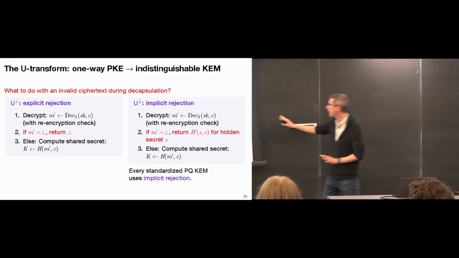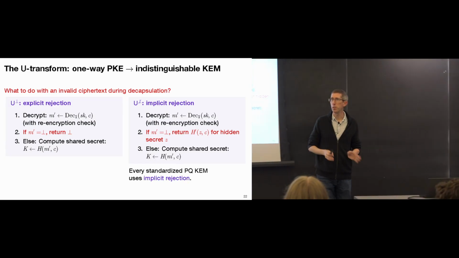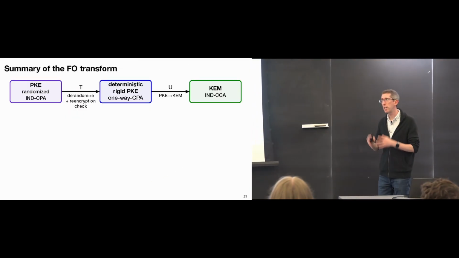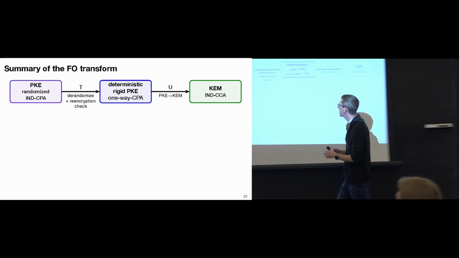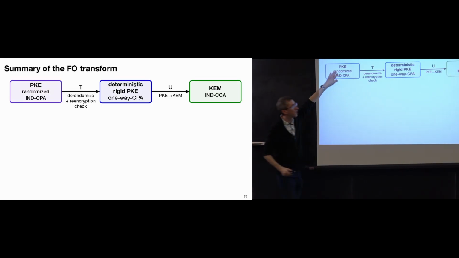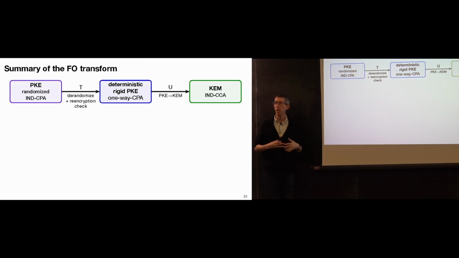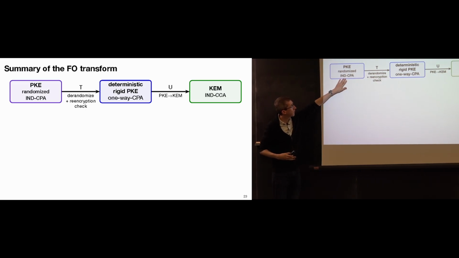All right, so this right-hand side is basically what all of the standardized post-quantum KEMs do today. Just to summarize the overall construction we're working with: we're trying to go from a public key encryption scheme to a KEM, and upgrade the security from passive security to active security. So we start off with a randomized public key encryption scheme.